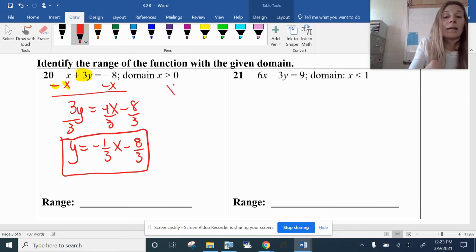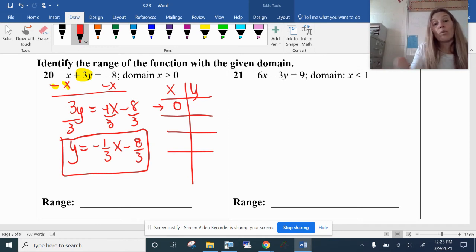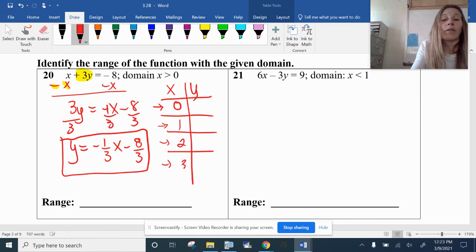Now my domain is x is greater than 0. So that means 0 can't equal that, but whatever you get when you plug the 0 in, that corresponding y value is going to be your cutoff point. So it won't equal that number, but you know that it'll be greater than or less than or whatever. So I'm going to start with 0, and then I'll put in 1, 2, and 3.